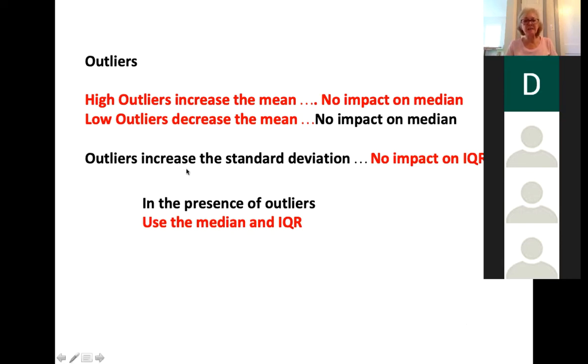Outliers always increase the standard deviation. The standard deviation says, wait a minute, there's an outlier. That's really far away from the mean. The standard deviation gets bigger. It doesn't affect the IQR. So here's the takeaway. If there are outliers, the median and IQR are better than the mean and standard deviation.